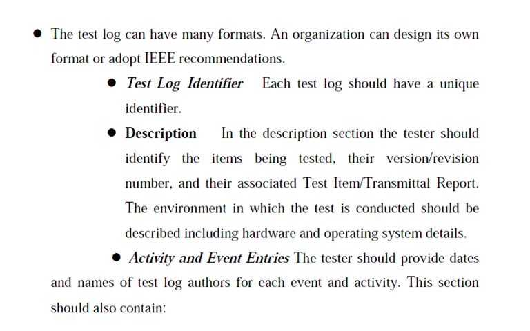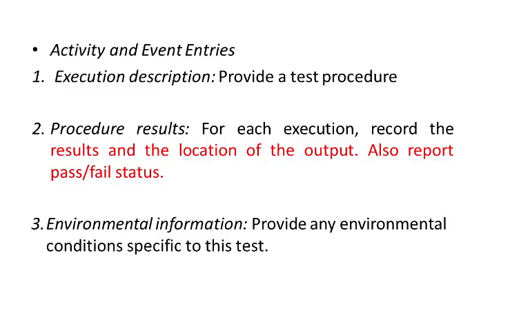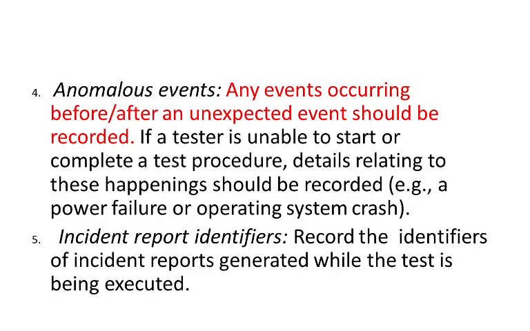The test log should provide the dates and names of the log's test author for each event and activity. The activities and event entries have three parts: the execution description, procedural result, and environmental information. The execution description provides the test procedures. The procedural result records, for each execution, the result and the location of the output. The environmental information provides any environmental conditions specified for this test.